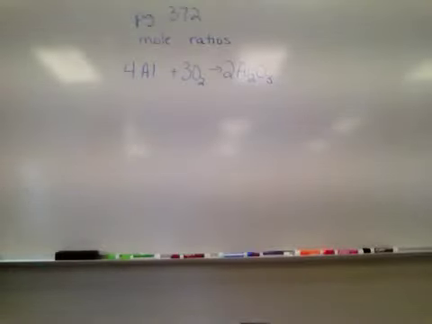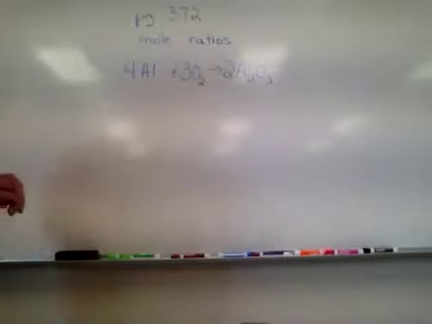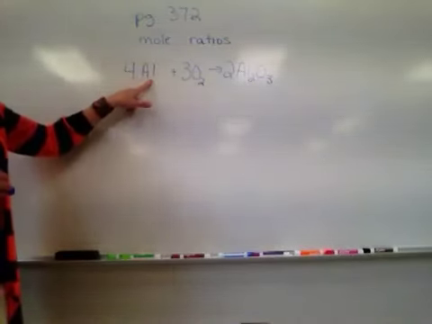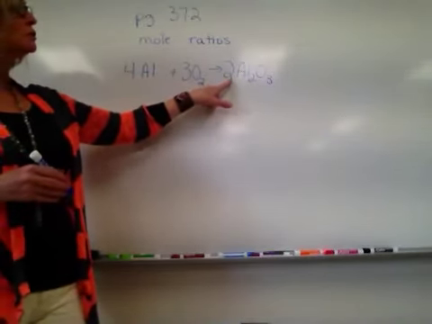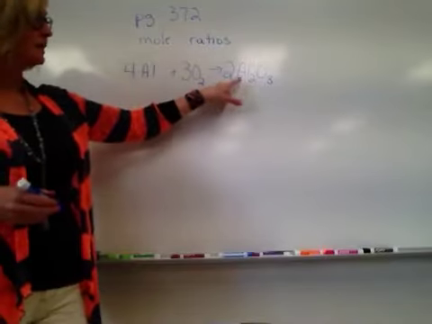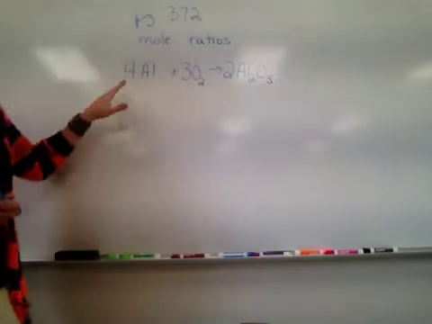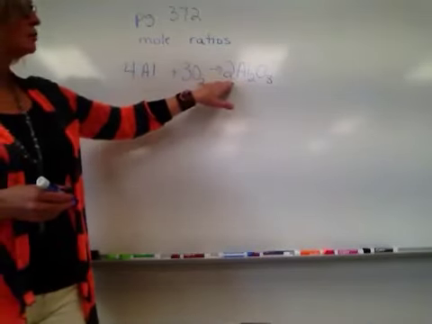For page 372, we're going to start looking at mole ratios. So based on the last section, I have 4 atoms of aluminum, 3 molecules of O2, 2 formula units of Al2O3 because I have a metal and a nonmetal. So I also have 4 moles, 3 moles, and 2 moles.